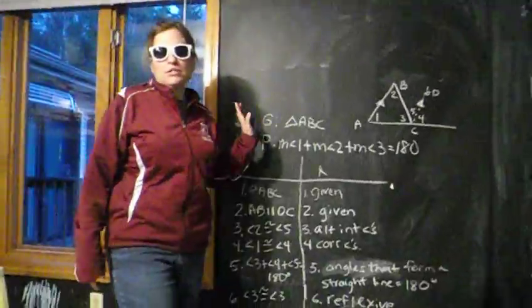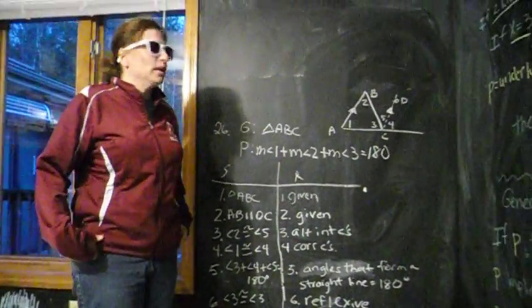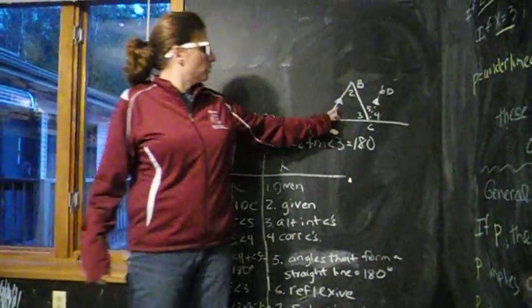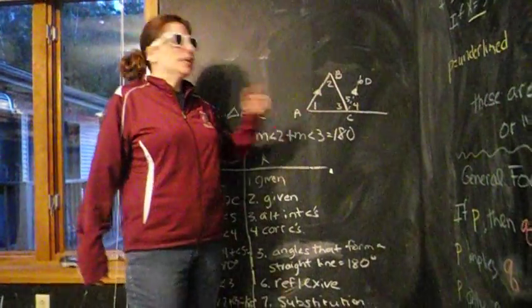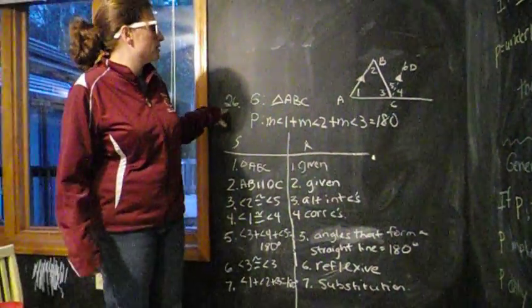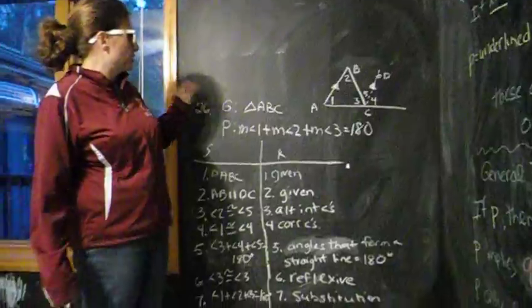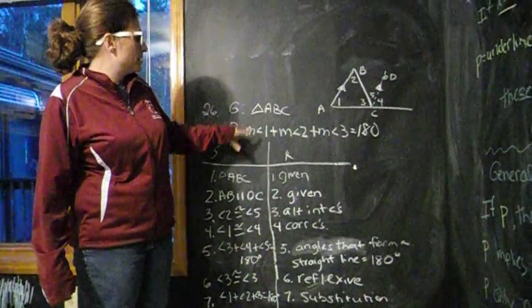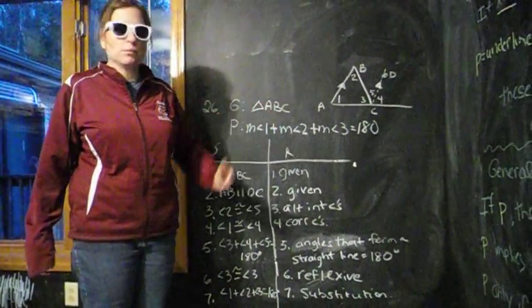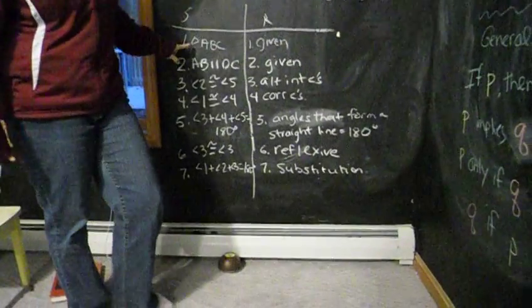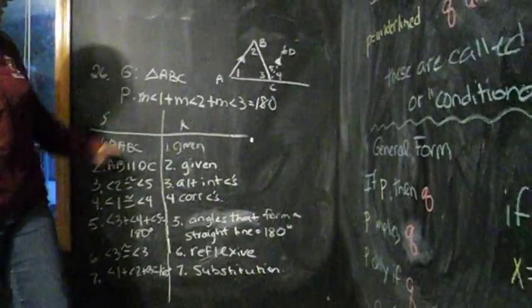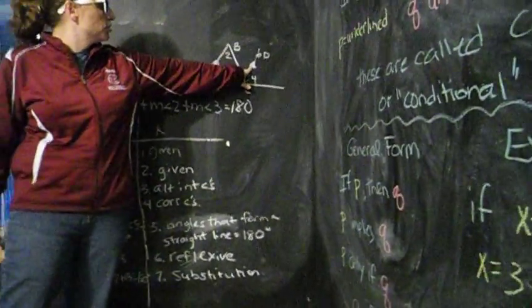Anyways, I just wanted to do one quick proof for you. We're just going to prove that angle 1, 2, and 3 equal 180 degrees. This is number 26. Don't ask me the page because I'm not sure. But it's given triangle ABC. Prove 1 plus 2 plus 3 equals 180. Ready? Let's go. Triangle ABC is given. In the picture, they showed us these two are parallel.